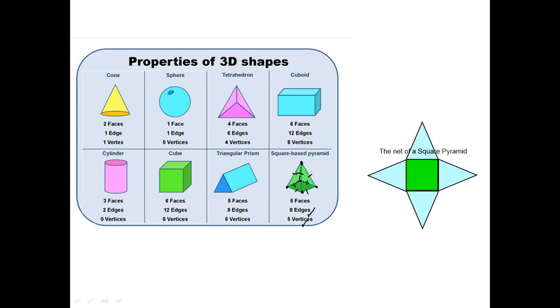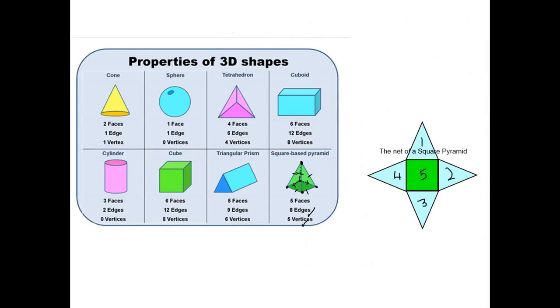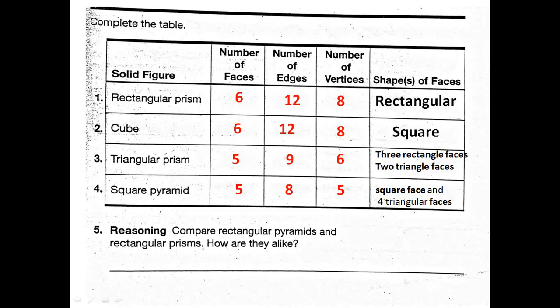How 5 faces? 1, 2, 3, 4 and 5. There are 5 faces in the square pyramid, four of the faces are triangles and one is a square. So here it is. We will write in the table 5 faces and 8 edges and 5 vertices. The shape of the faces: 1 square face and 4 triangular faces.